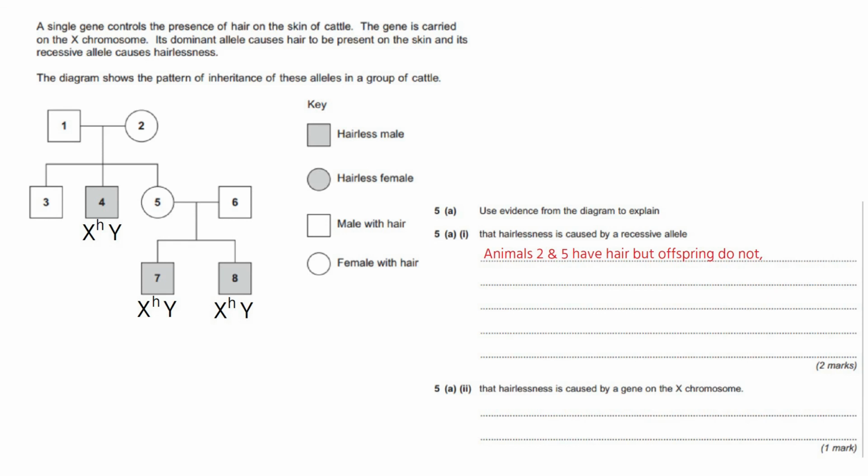Therefore, when we do the question, part 1: hairlessness is caused by the recessive allele. How do we prove that? Well, we can see that animals 2 and 5 have hair, but their offspring do not. So 2 and 5 must be heterozygous carriers, showing that it is a recessive allele. And then for part 2: hairlessness is caused by a gene on the X chromosome. We can see that hairless males have fathers with hair. If you look at both fathers with hair, 1 and 6, they only pass on their Y chromosome. If this was only linked to the Y gene, all their male children would also have hair, but they don't, implying it's an X-linked gene.